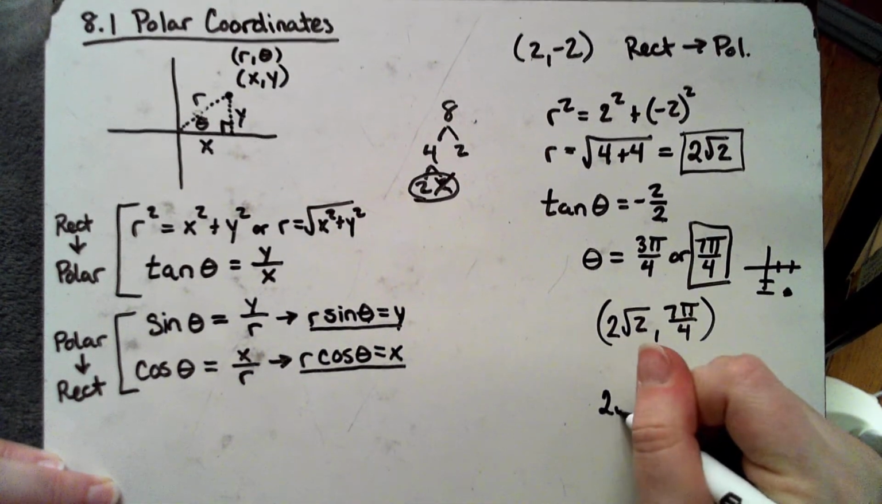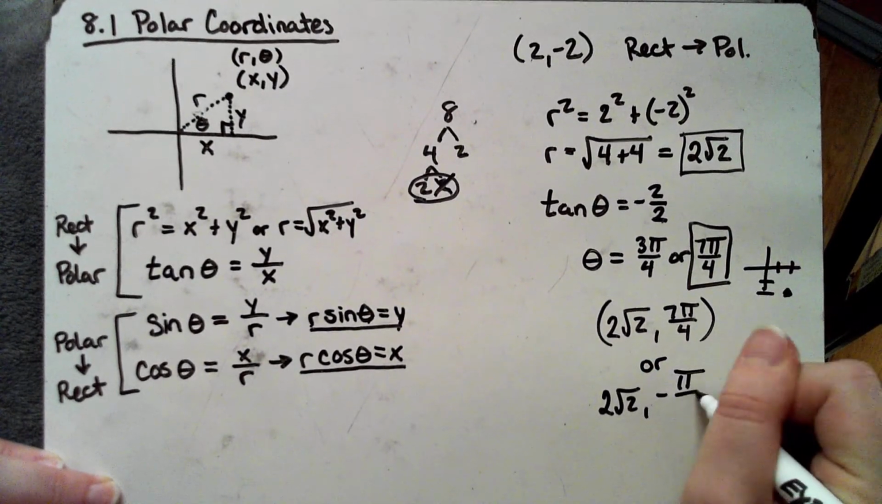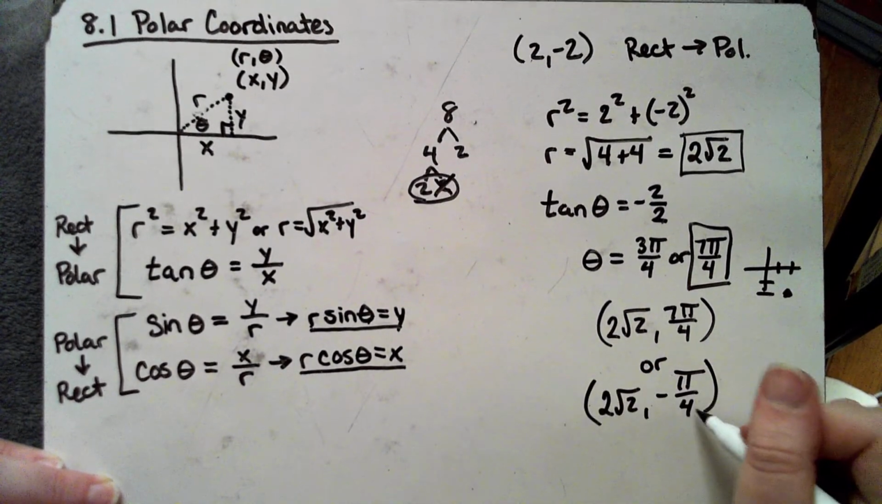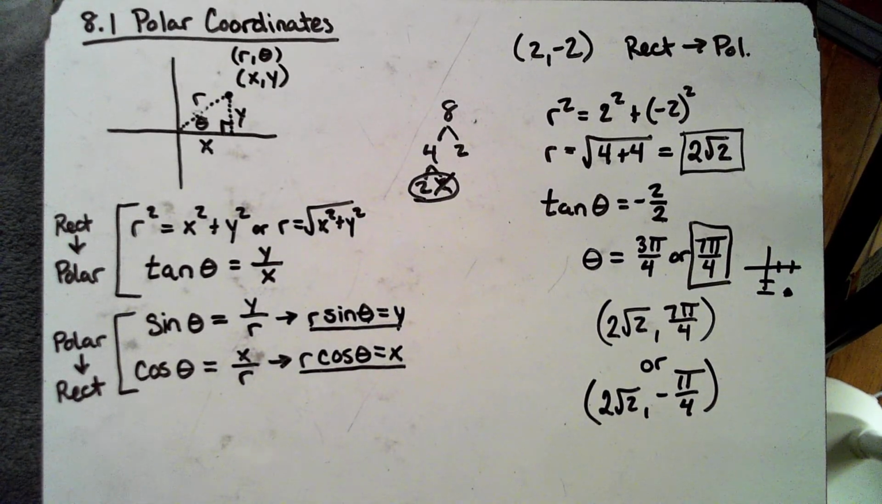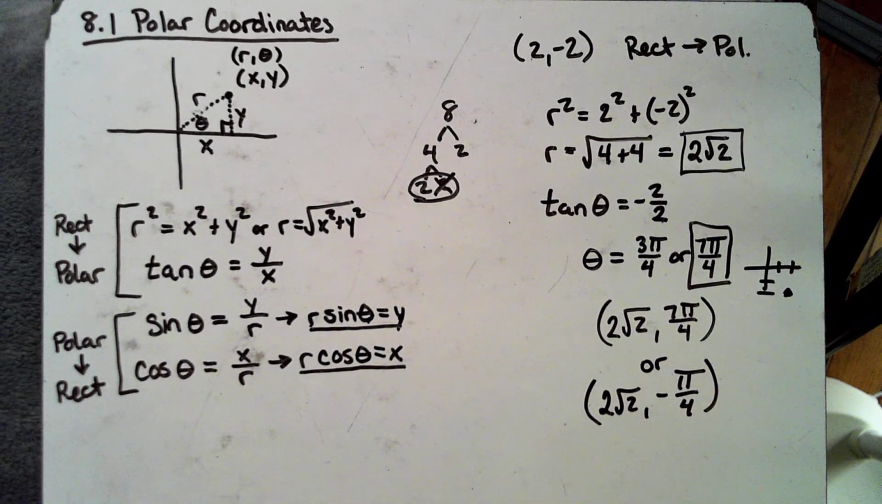So you could have given this because technically inverse tangent would work for this one. But 7 pi over 4 is equivalent.